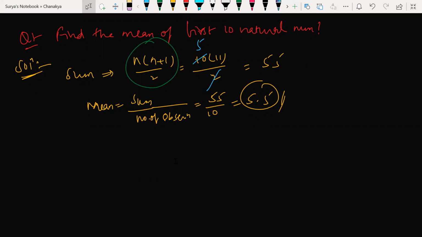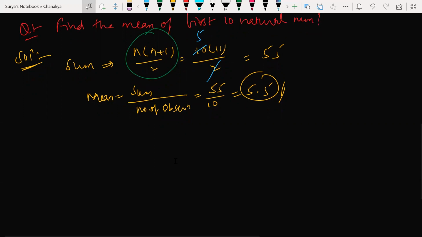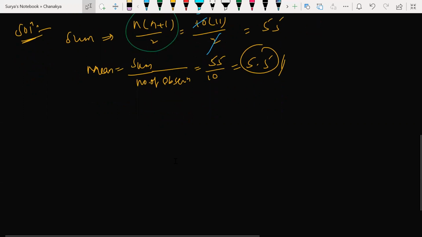I'm not aware of that, sir. Sn is equal to n by 2 into 2a plus n minus 1 into d, that we learned before. That is the sum of a sequence, the sum of a few numbers. But I'm talking about the sum of the first n natural numbers formula.